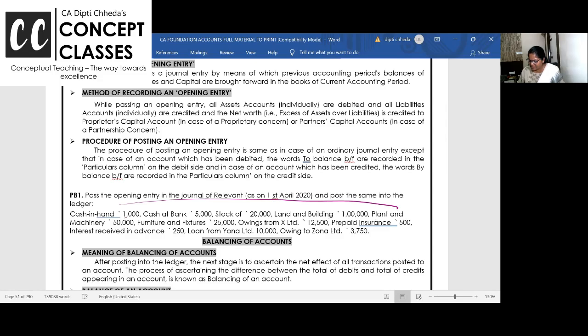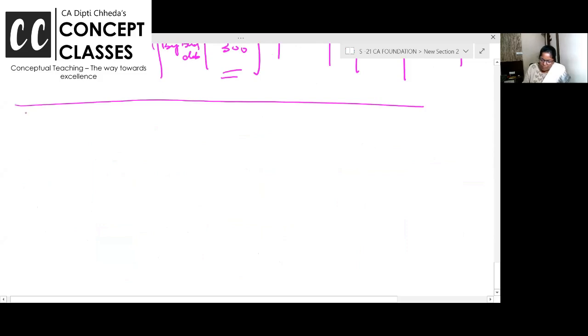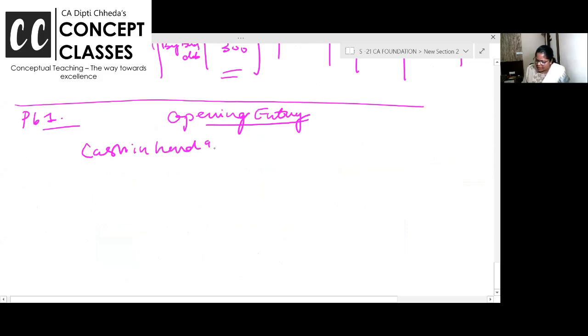Okay. Let us do this now. Last one for today. And then we will close. Third problem, do it calmly at home and send me the homework. Problem number 1, I'm just making you write one opening entry so that we can incorporate all the opening balances. First is cash in hand. The nature is debit. So cash in hand account debit 1000.